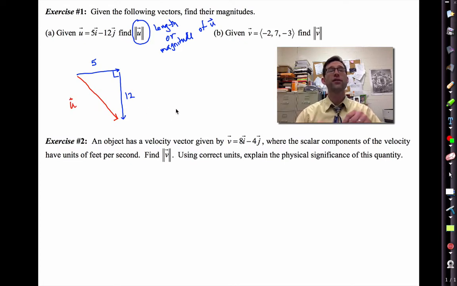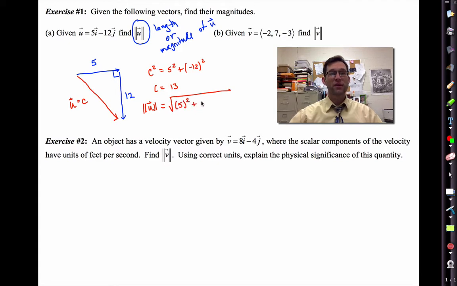Pause the video now and try to find the length of u. Did you do it? It's just the Pythagorean theorem, right? Maybe we'll call that c. So we'll say that c squared is equal to 5 squared plus negative 12 squared, and eventually we'll get c is equal to 13. Now, more to the point though, we can always find the length of a two-dimensional vector by simply squaring its x component, squaring its y component. The negative is irrelevant because once we square it, it'll turn positive, and giving us our overall length.